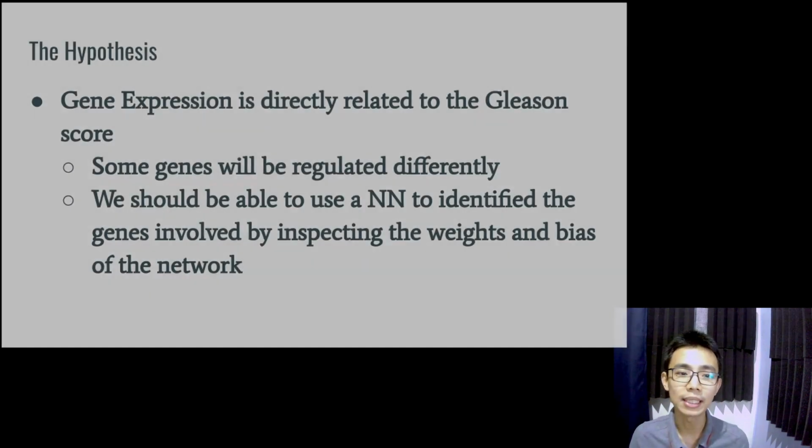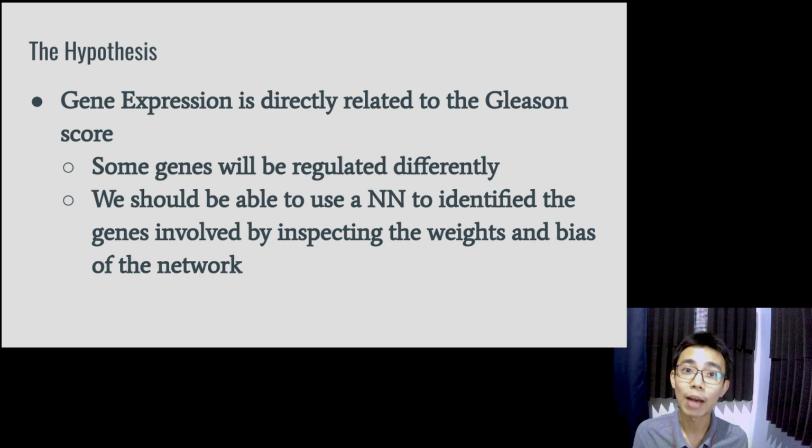So the hypothesis here is that gene expression is directly related to the Gleason score, which I'm going to tell you about later on. The genes will be regulated differently depending on the severity of the cancer, and we should be able to use a neural network to tell the patterns and understand which genes are going to behave differently in different cancer groups.